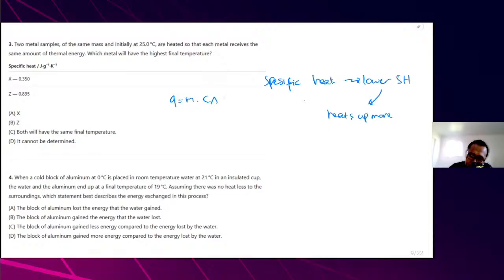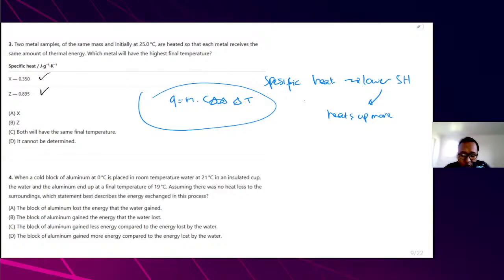Q = mcΔT. Okay, by this concept we can understand which metal has the highest final temperature. So the specific heat of X is this one, and this one is for Z. Like I mentioned, if the specific heat is lower, it will increase the temperature more easily. If we apply the same energy, each metal receives the same amount of thermal energy. Which one is the highest? The highest will be X.